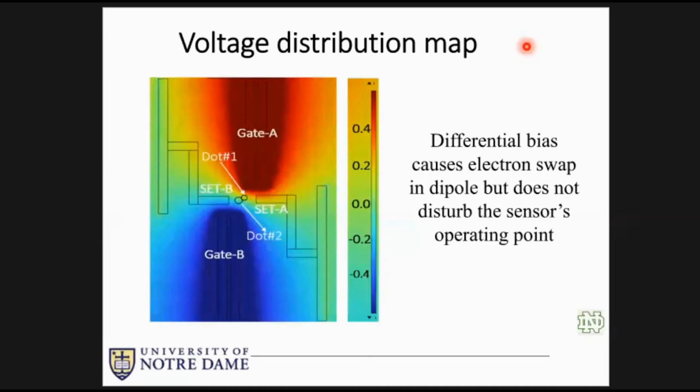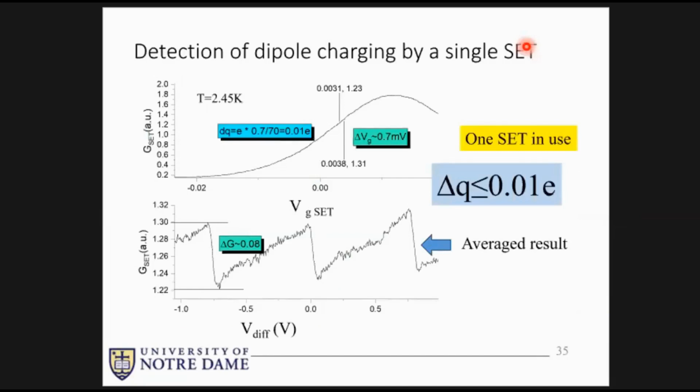Now, this is the electrostatic map of what happens if you apply this differential bias. You can see that the field mostly propagates across this dipole, and there's very little field which spreads across these detectors, because, of course, you don't want the detectors to react to this differential bias. And this is an example of what we measure.